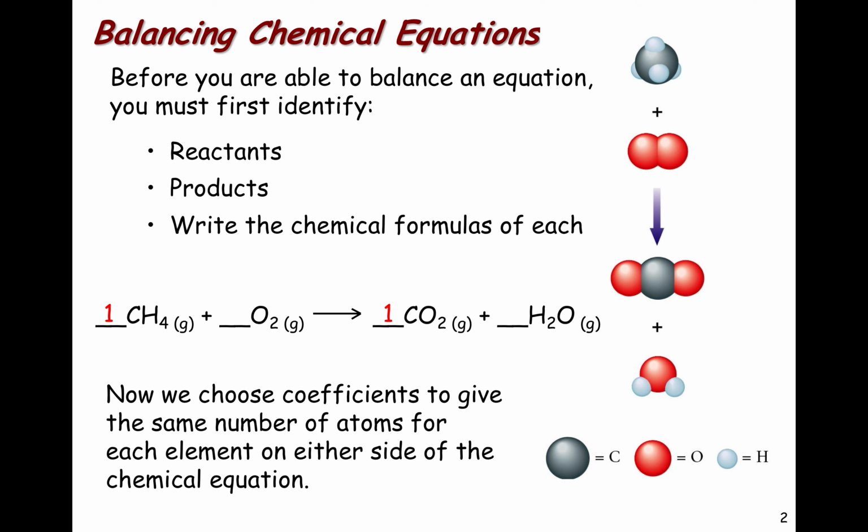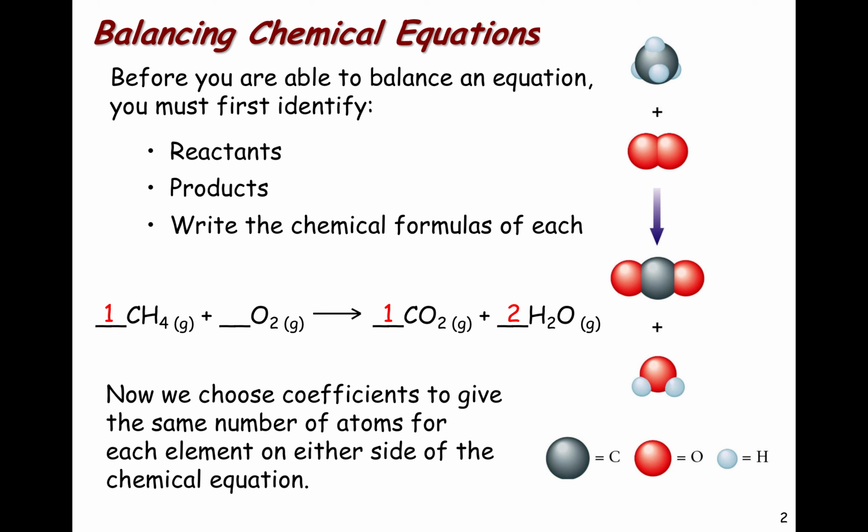So in this case, we now notice that we have 4 hydrogens in the methane molecule, but on the right-hand side, there are only 2 hydrogens for the water. To get that to be balanced, we put a 2 in front of the water. At this point, now we have 4 hydrogens on both sides of the arrow.